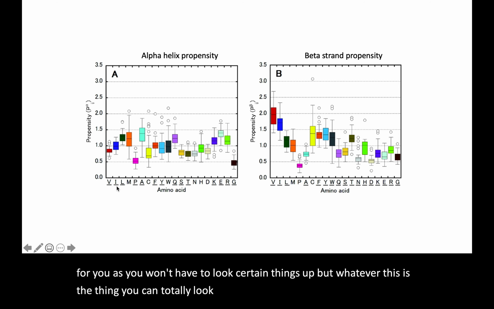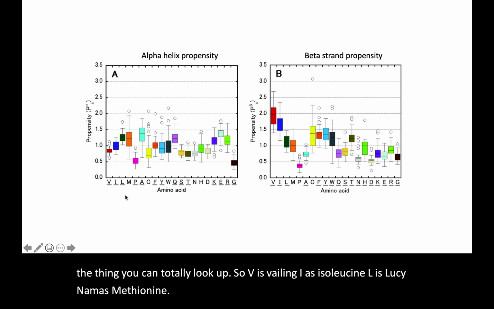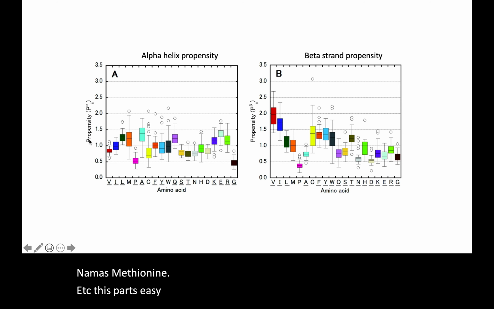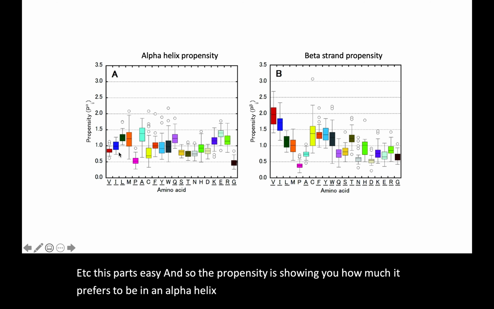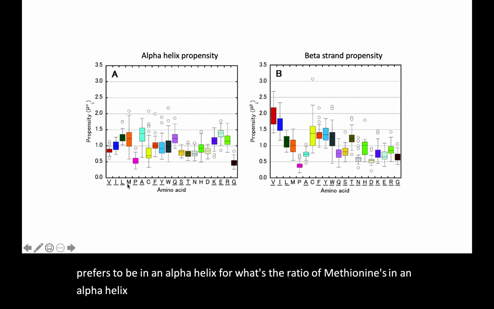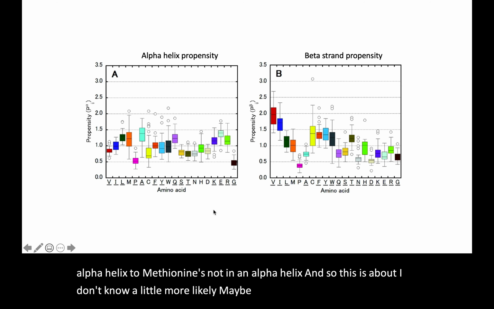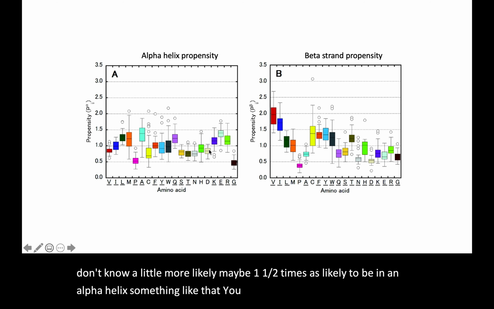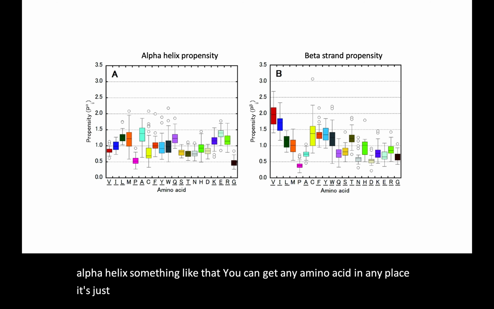So V is valine, I is isoleucine, L is leucine, M is methionine, etc. This part's easy. And so the propensity is showing you how much it prefers to be in an alpha helix. Like for, what's the ratio of methionines in an alpha helix to methionines not in an alpha helix? And so this is about, a little more likely, maybe 1.5 times as likely to be in an alpha helix, something like that. You can get any amino acid in any place. It's just that they have tendencies, and by knowing these tendencies, we can understand them.